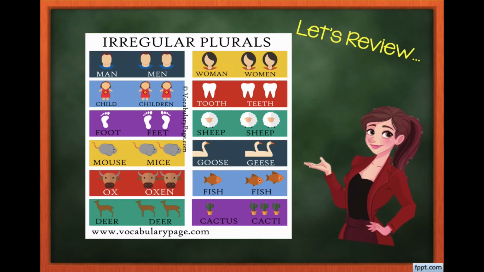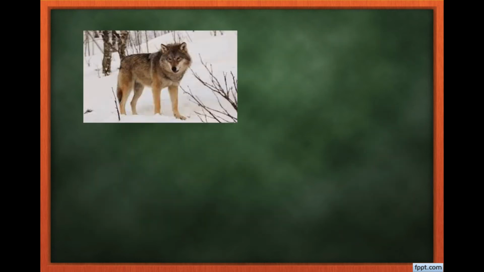Let's review. Remember the other day when you saw this chart and I had different examples of words that become plural instead of adding s or es at the end of the word? Let's take a look and review some of these. Remember, a plural is a word that means more than one.